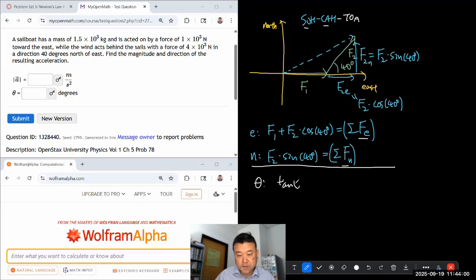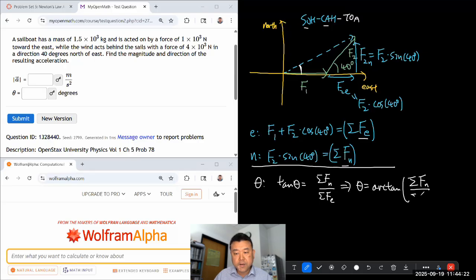The tangent of the angle theta is given by the opposite over the adjacent. So the opposite, the net force in the north direction, divided by the net force in the eastern direction. And I have a good sense it's going to be an acute angle. So let me make this into theta is the arctangent of the northern component divided by the eastern component. Let me get the number and plug it in.